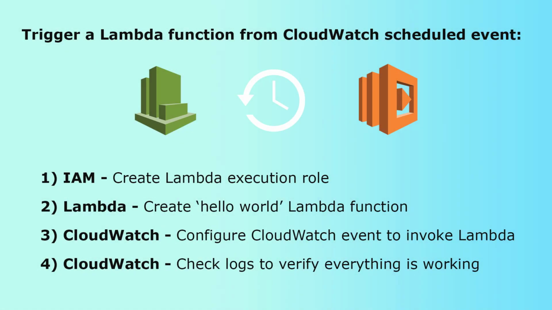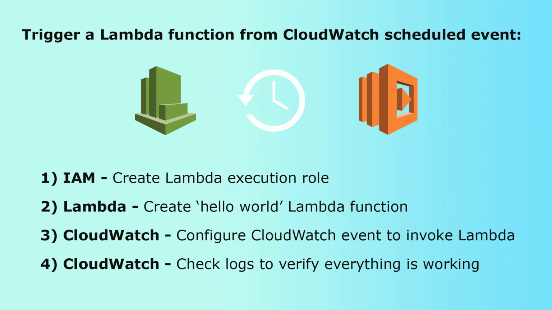Alright guys, so by the end of this video, you'll know not only how to set up a basic AWS Lambda function, but also how to configure it to fire at any regular time interval of your choosing. So our first step is going to be to create an execution role for our Lambda function, so that it has the basic permissions it needs to write logs to CloudWatch.